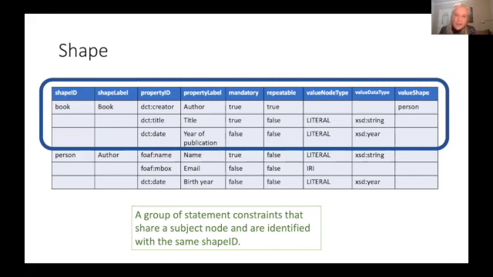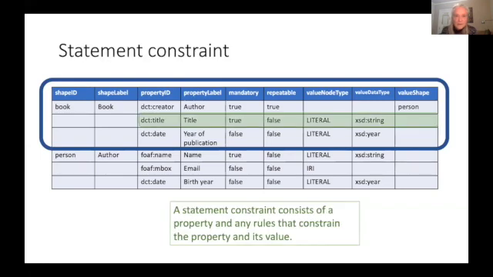And each shape consists of a group of what we're calling statement constraints. That is the property ID, label, whether it's mandatory, repeatable, the type. And all of those are gathered together with the same shape identifier. So these are the statement constraints that are within, this is an example of one statement constraint that is within a shape.